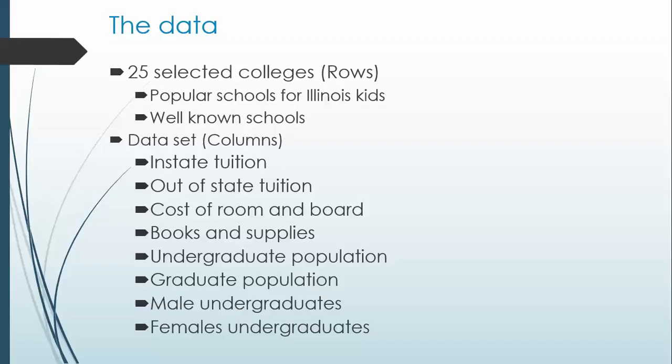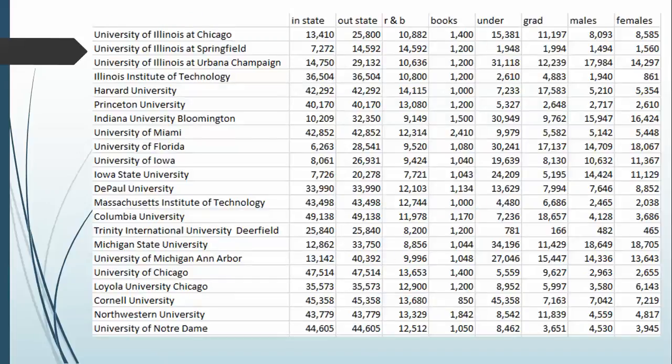So the data set, the columns, obviously the first column is going to be the name of the school, so you know what you're looking at and what costs are associated with it. It'll be the in-state tuition, the out-of-state tuition, the cost of room and board, books, supplies, and then it'll get into undergraduate population, graduate population, male undergraduates and female undergraduates, and it'll go through the different values for those. This is just a screenshot of our table of information. As you can see, it's got the name of the university, and then it lists everything by row.